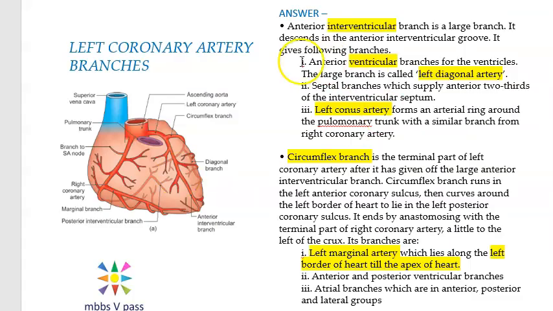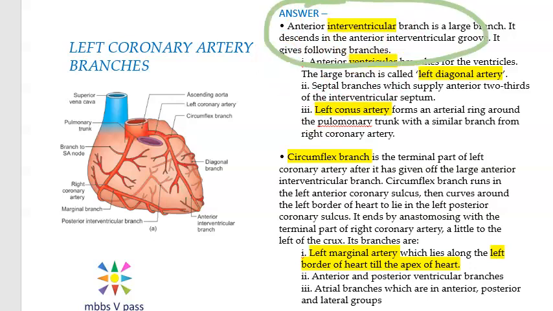Now let's go to the left coronary artery branches. Here also you divide into two things: the anterior interventricular branch and the circumflex branch. Two things you remember. Here it's not atrial and ventricular. What am I saying? Anterior interventricular branch, and the circumflex branch. Two things you have to remember.